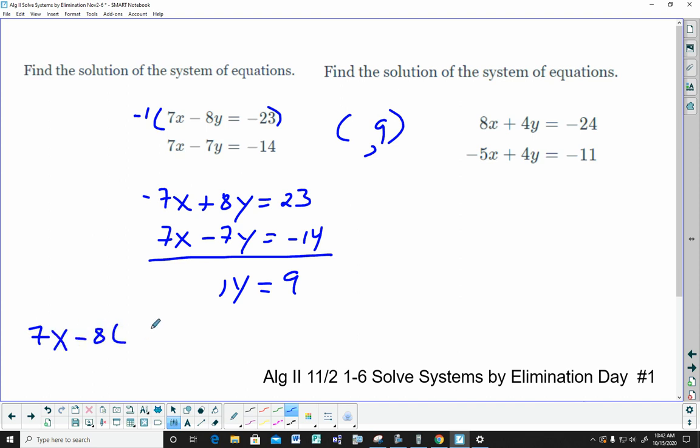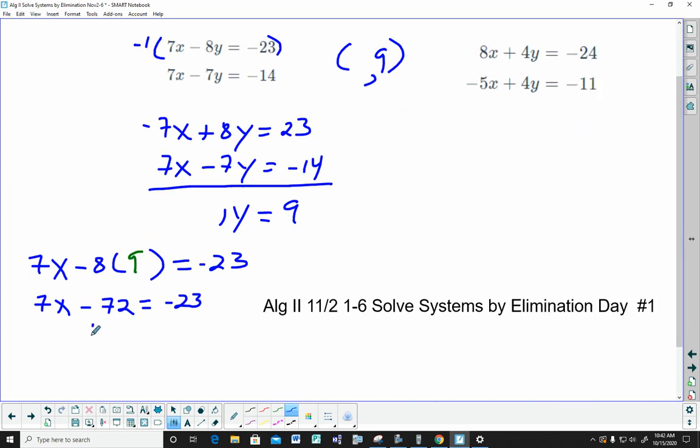7x minus 8y is equal to -23. It was a 9. So then when you do it, you get 7x minus 72 is equal to -23. Add the 72 to both sides. I'm probably going to make an arithmetic error, so I'm going to do that one on a calculator. 72 minus 23 gets me 49, so good. That works out nice. And divide by 7, and you get 7. Okay.